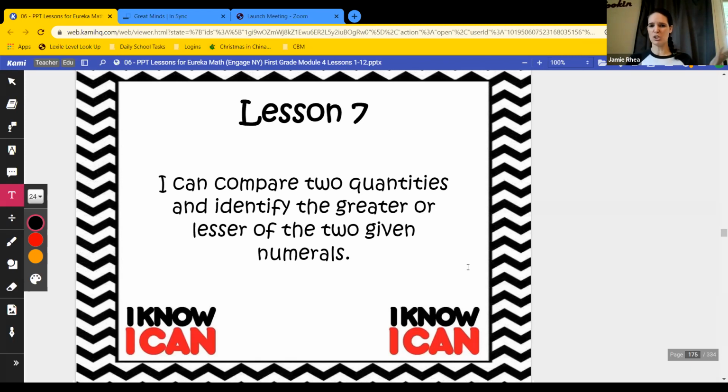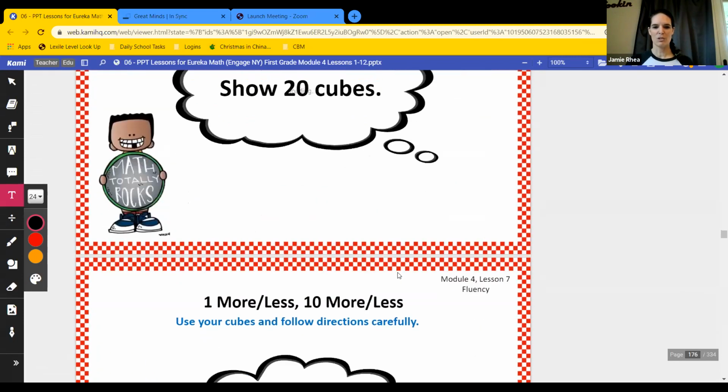And a numeral is just a number, okay? So we're going to be able to compare how much of two things we have to see which one's bigger or smaller, greater or lesser of a number. So if I give you the number 10 and I give you the number 9, which one's bigger? Which one's smaller? So that's exactly what we're doing today. So let's keep going. We're going to slide past this.